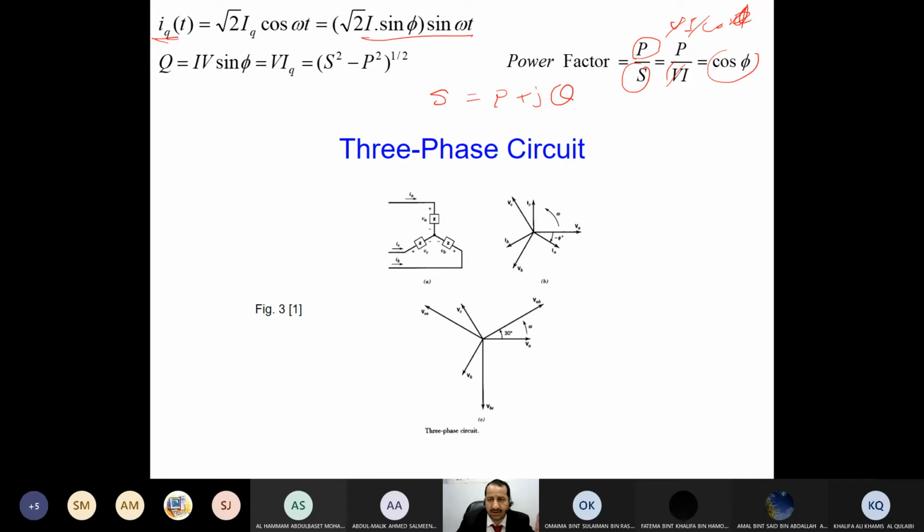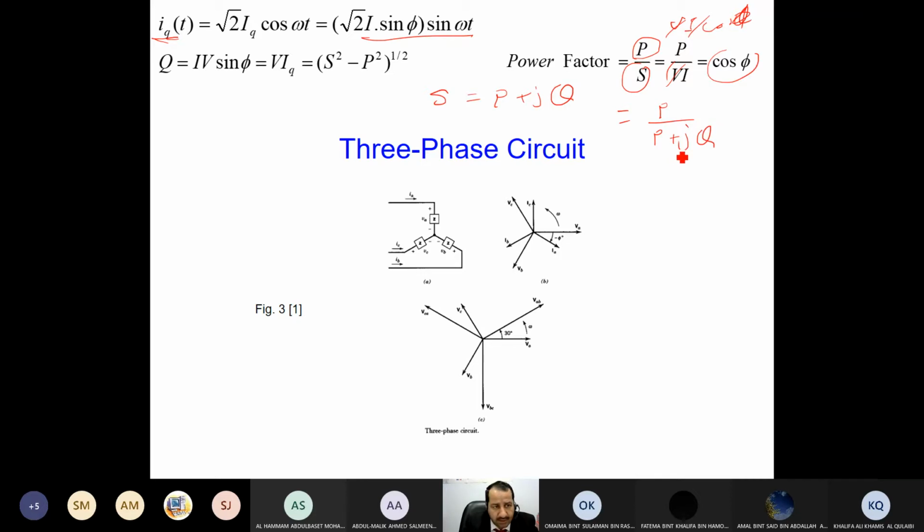Just a minute, I couldn't catch it. Okay, I will explain to you. Have a look. Here, P over S, which means P over P plus jQ, correct? Right? Okay.